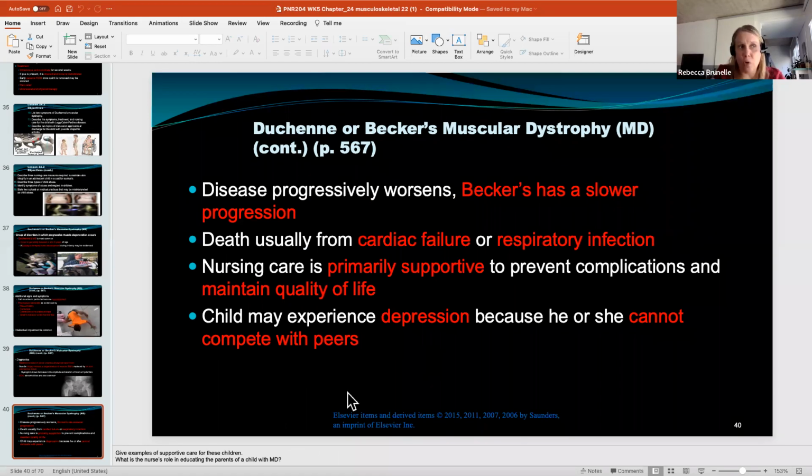So there's no cure. There's really nothing that makes muscular dystrophy better. It just progressively gets worse over time. So there's a lot of supportive care, a lot of education for the parents.